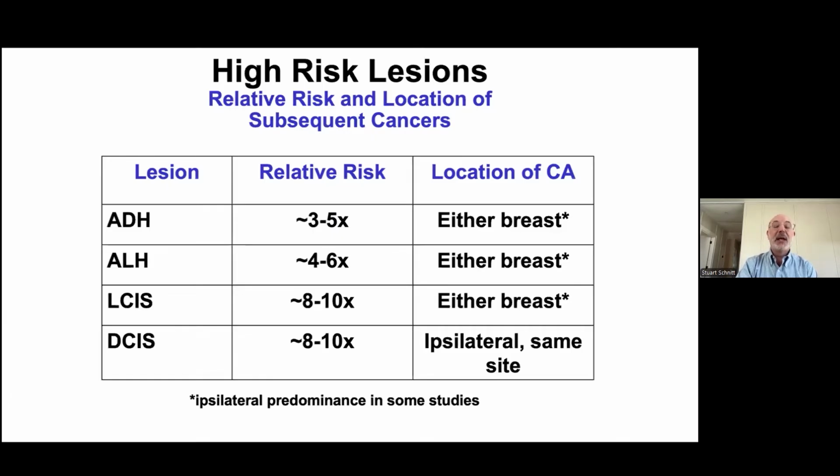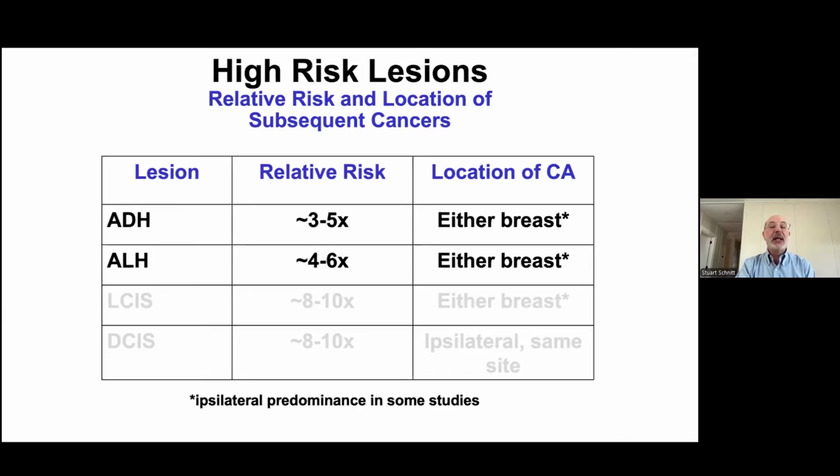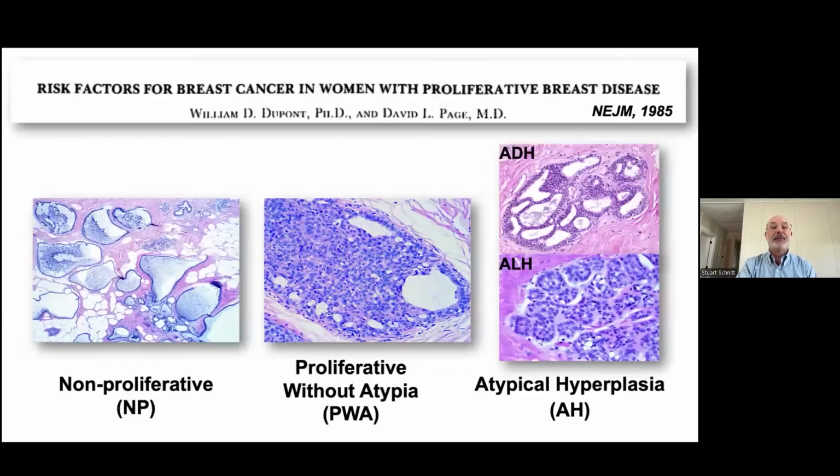DCIS is a bit different. That has about an 8 to 10-fold increase in risk, but the subsequent breast cancers are almost always in the same breast at the same site as the original ductal carcinoma in situ. We talked about DCIS at length in the spring BPREP forum, so I'm not going to talk about that any further. We'll focus on these other high-risk lesions, ADH, ALH, and LCIS, starting with the atypical hyperplasias.